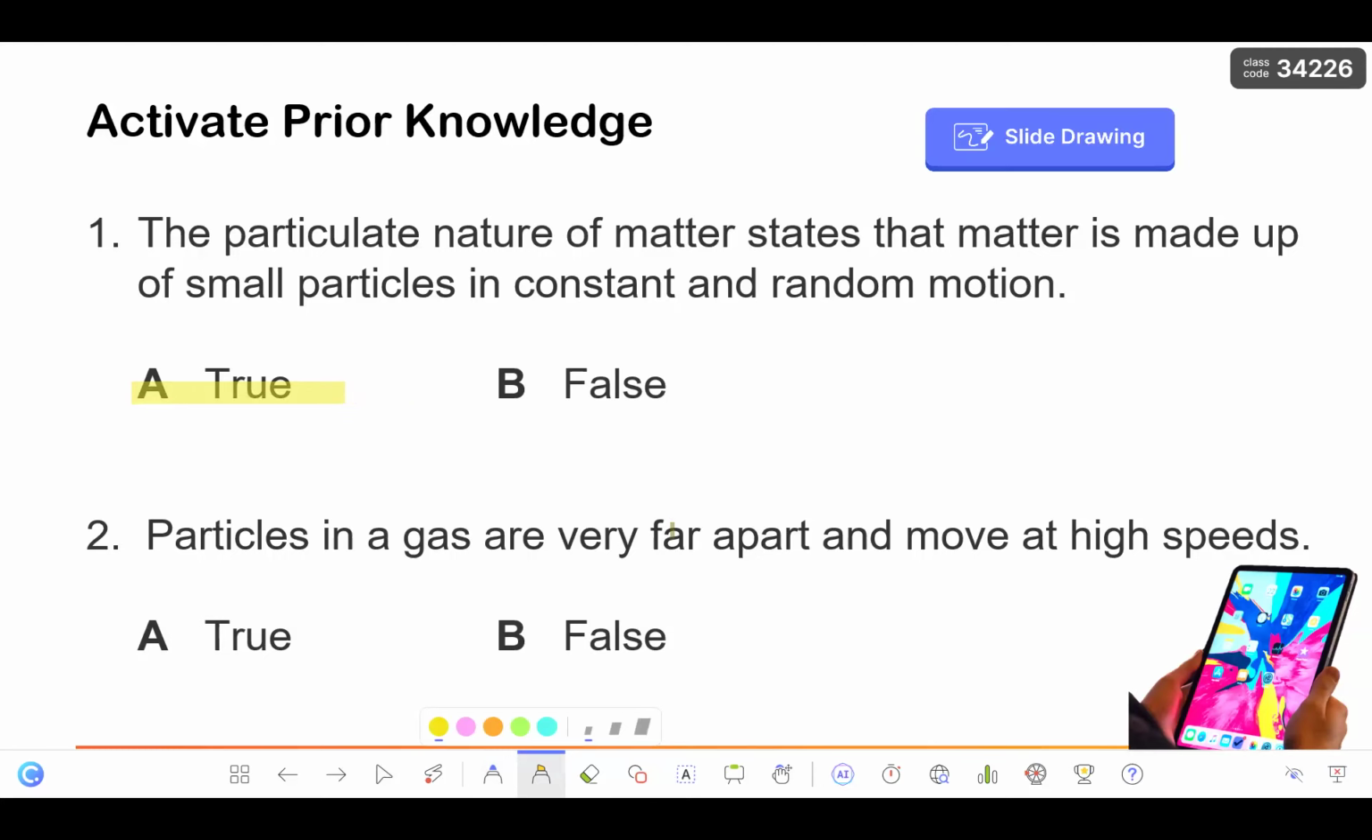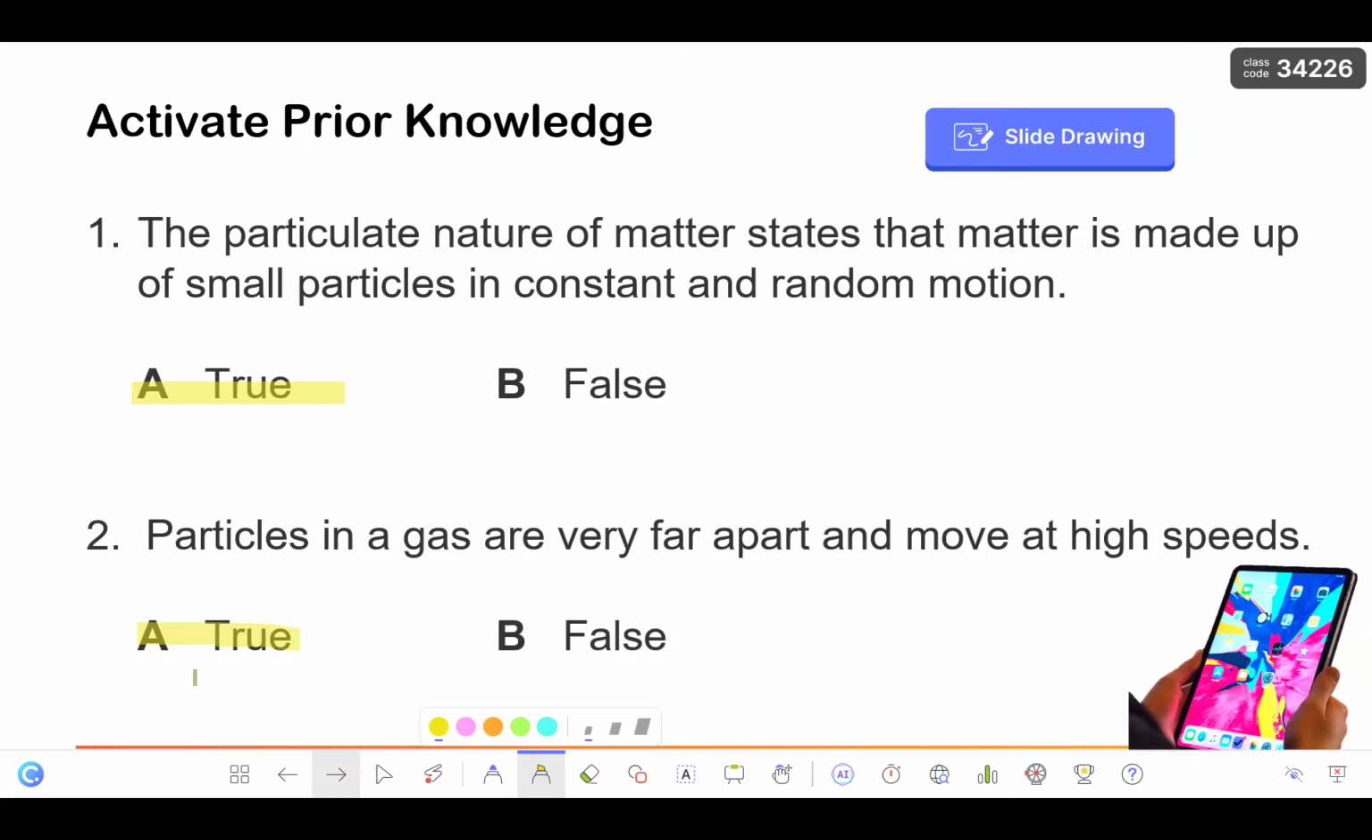I've also answered question number 2 for you. Particles in a gas are very far apart and they move at high speed. This is true. In solid, liquid, and gas, the particles have different spacing, arrangement, as well as speed.